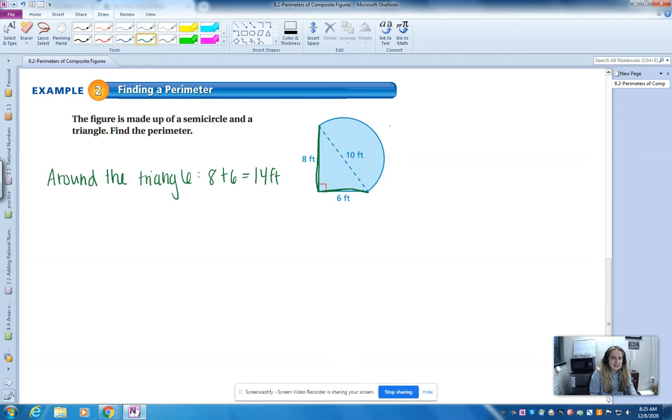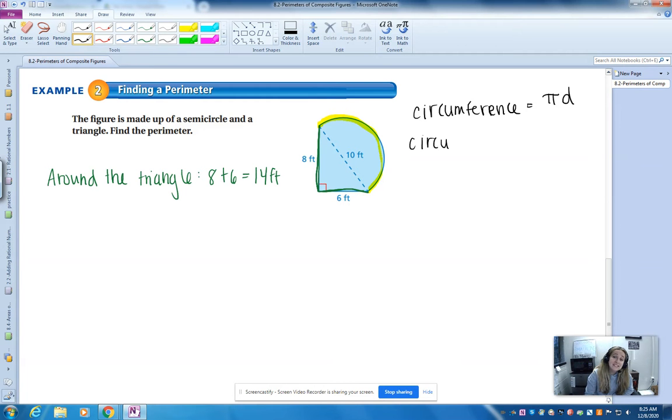Now what I need to do is get the perimeter for this semicircle, which remember, that's technically circumference. Let's remind ourselves, circumference in general equals pi times d, okay? Cherry pie is delicious. That's circumference. C equals pi times d.